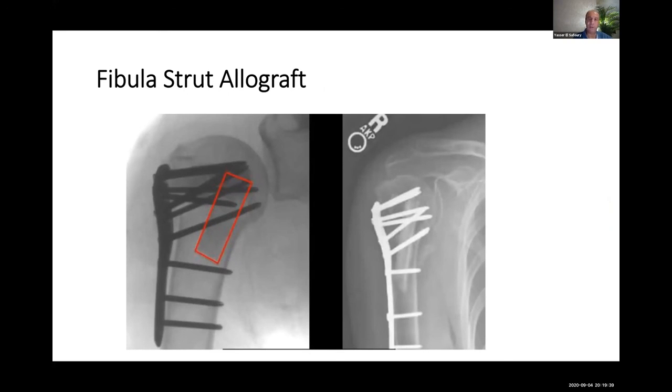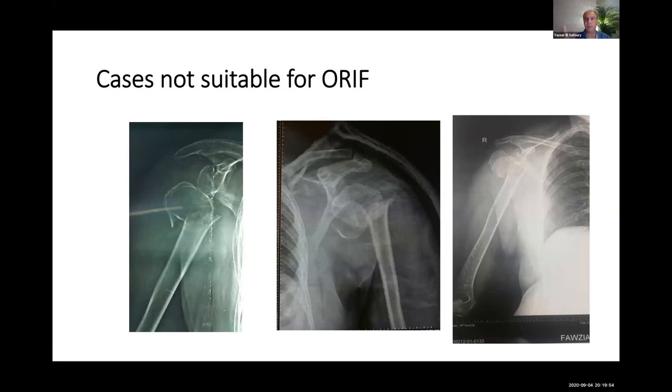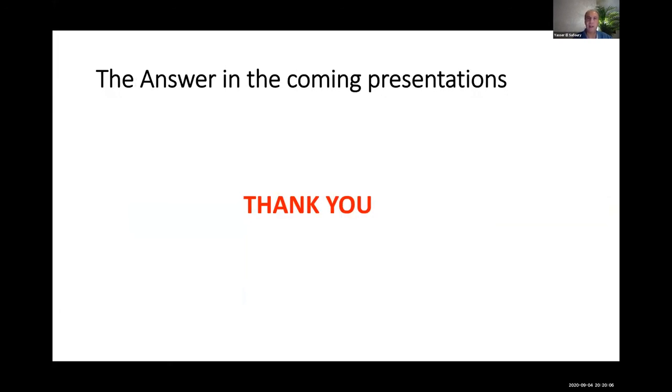Sometimes there is osteoporosis or severe comminution of the medial cortex. In these cases, some surgeons consider putting in an allograft, a fibular allograft, to enhance the fixation and prevent the collapse of the medial cortex. But what about fractures where there's severe osteoporosis, fracture dislocations, or splitting of the head? Can you do open reduction internal fixation in these cases? I don't think so. And this will be covered in the following presentations.